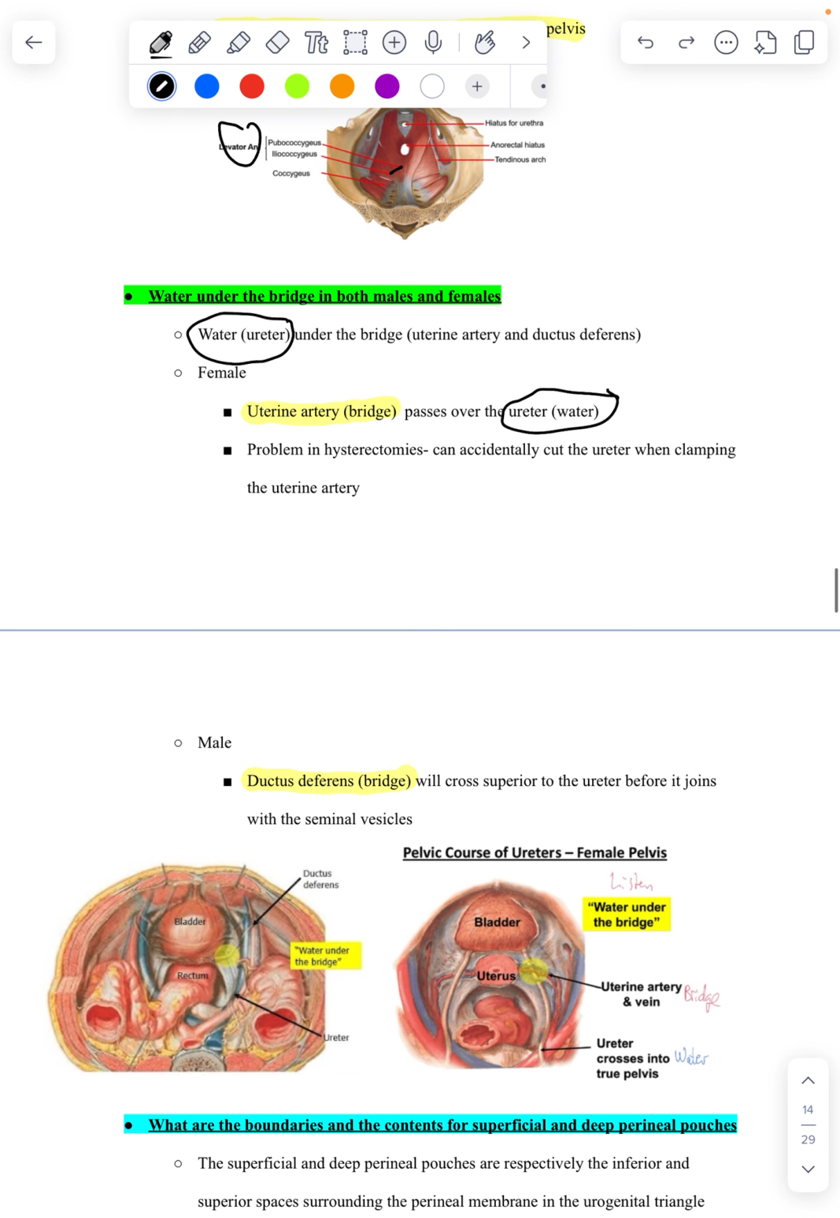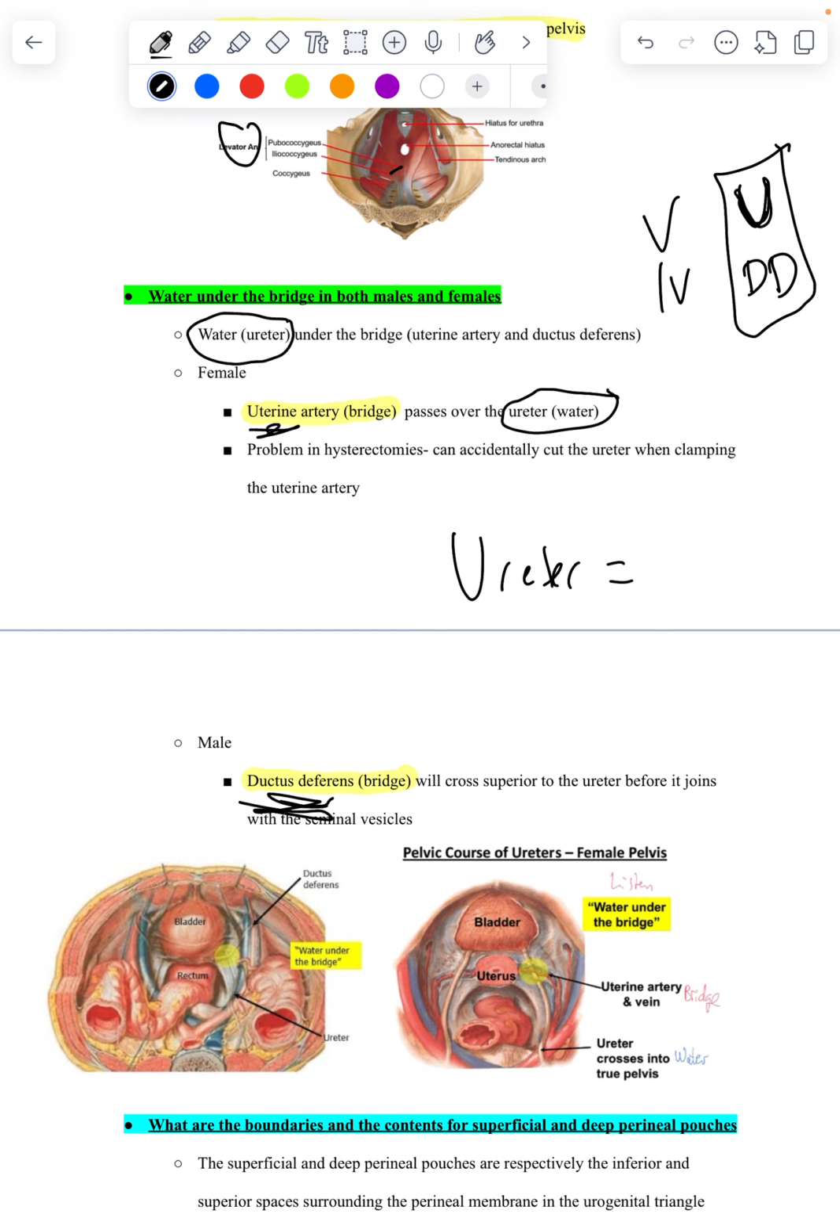Now, water under the bridge. This is the thing we talked about earlier. We said this is the water under the bridge thing. So uterine artery in females, ductus deferens in males. The way to remember it is the ureter is always your water. So your water going under the bridge is always ureter. The bridge is either uterine artery, so uterus, or ductus deferens.